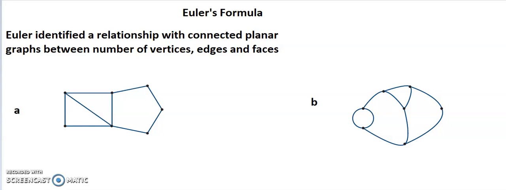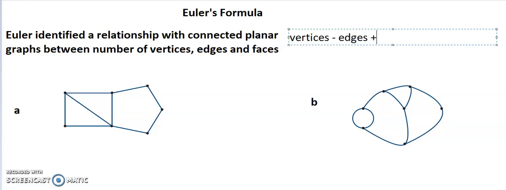So we are going to be looking at Euler's formula. Euler identified a relationship with connected planar graphs between the number of vertices, edges, and faces, and he worked out the formula. Now, I'm going to give you the formula, but we're going to explore and check. He worked out that there was a relationship between these three, and he found that the number of vertices minus the number of edges plus the number of faces equals 2.